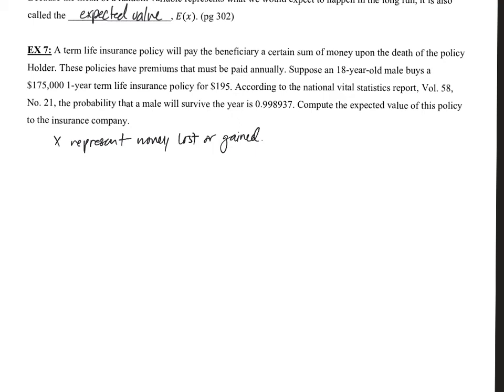So what is the probability that the person survives? Well, we know that right there. It's 0.998937. And then the question is, what is the probability that the person does not survive or dies? Well, that probability is just going to be 1 minus this probability, which we would get out to 0.001063.